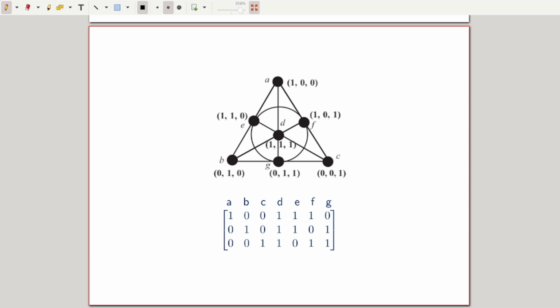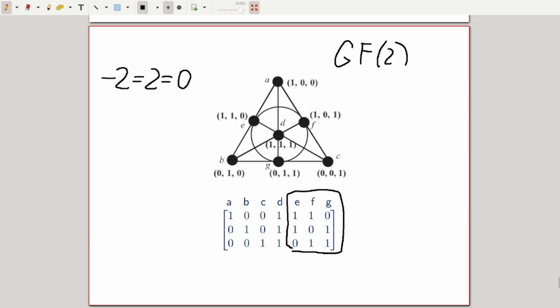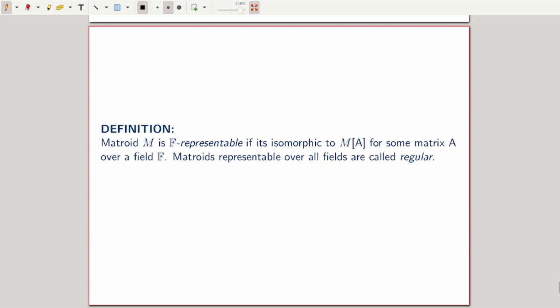The Fano plane can be represented as a matrix. On the other hand, remember that we are working modulo 2. In any case, we need that minus 1 equals 1, and 2 equals 0. Working over a 3-element field would lose us a circuit, this line here. For this reason, our matrix is a binary matrix, and our matroid is a binary matroid, only representable over GF(2). It is in no way regular.